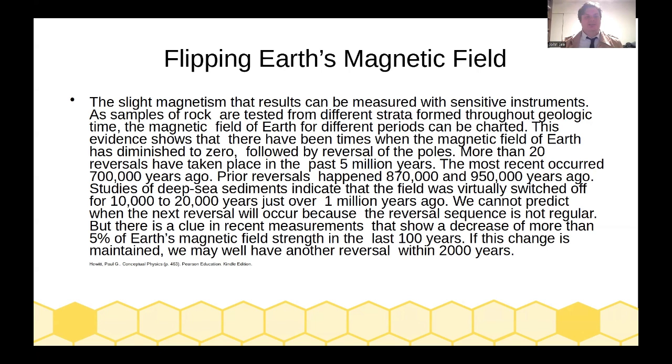Studies of deep sea sediments indicate that the field was virtually switched off for 10,000 to 20,000 years just over 1 million years ago. We cannot predict when the next reversal will occur because the reversal sequence is not regular, but there is a clue in recent measurements that show a decrease of more than 5% of Earth's magnetic field strength in the last 100 years. If this change is maintained, we may well have another reversal within 2,000 years.